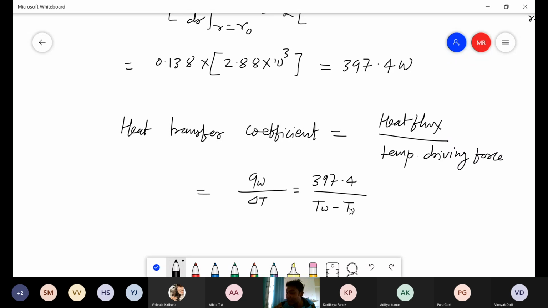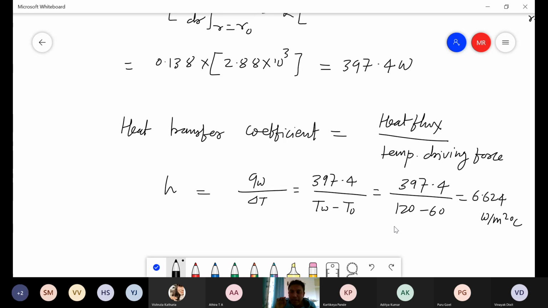T bulk has to be used only in the case of turbulent flow. That is why I said this concept of bulk temperature has to be used in the turbulent. I will come to this, just wait. So this is a very important point to note down. So this becomes 120 minus 60. So this comes around 6.624 watt per meter square degree Celsius. That is what you are expected to get, isn't it? Now coming back to this, why have we used here T naught and not T bulk? That is the question, correct?